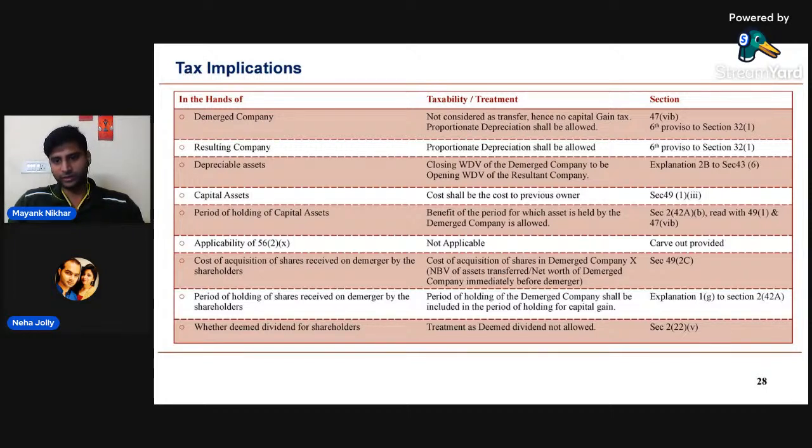Period of holding of shares in the demerged company shall be included in the period of holding by the shareholders of shares received on demerger. So whatever shares the existing shareholders have received on demerger, the period of holding shall include the period of holding of the original company as well. Whether deemed dividend for shareholders: not allowed. Section 2(22)(5) has specifically ruled out that it will be a deemed dividend.